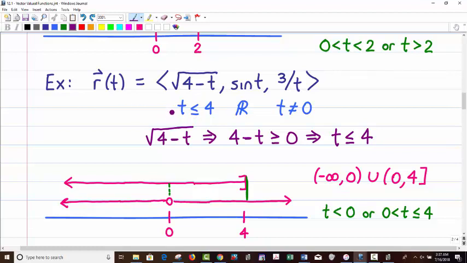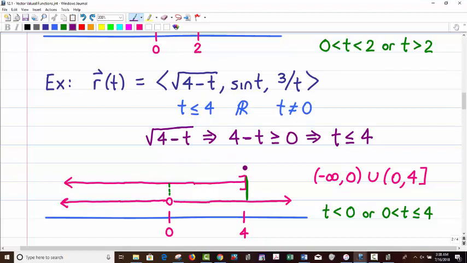And you can check that real quick. Let's put 0 in there and see if 0 works according to this. So 4 minus 0, yeah, so square root of 4, that's good. So negative numbers would work right here, no problem. The middle one, sine, all real numbers. You can put anything in there for either sine or cosine. And the last one, 3 over t, means t is not equal to 0.